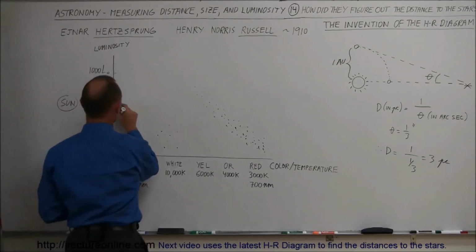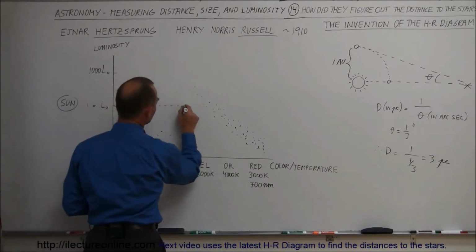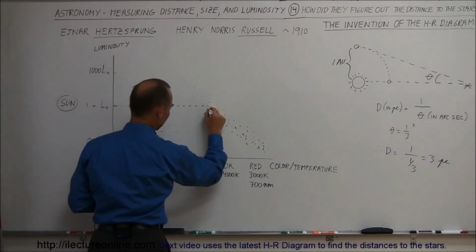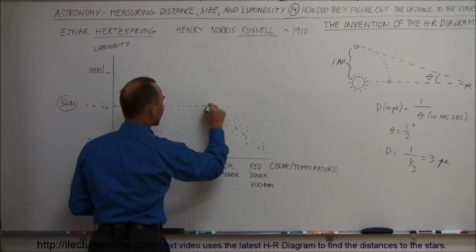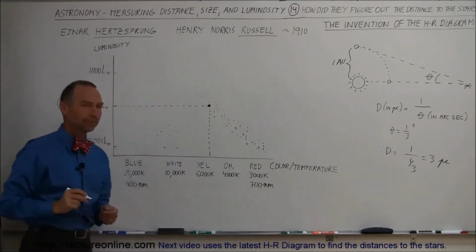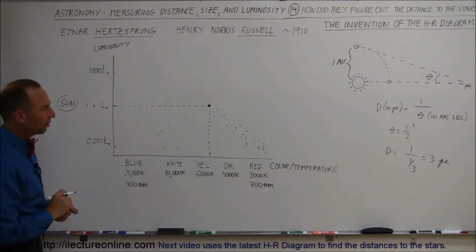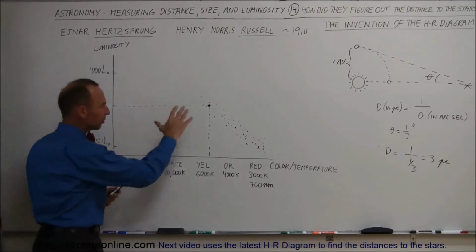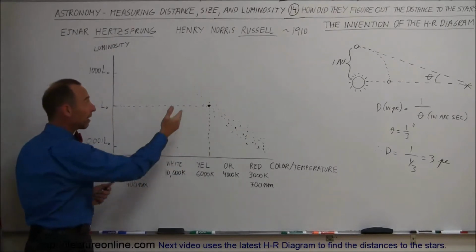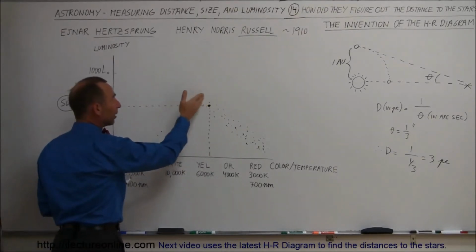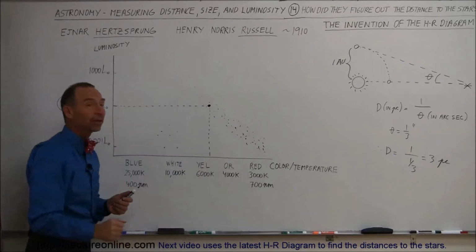As it turned out, if you draw a line over here and then draw the line down here, notice that a sun, our sun, would appear about there on that chart. That's kind of interesting. So that shows that of the 100 nearest stars, the sun was one of the brightest of those 100. There were only about 5 or 6 stars that were brighter than the sun, and all the other stars were less bright than the sun.